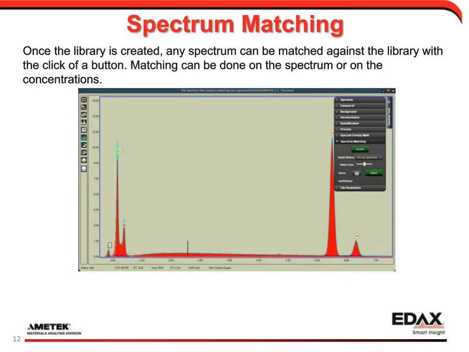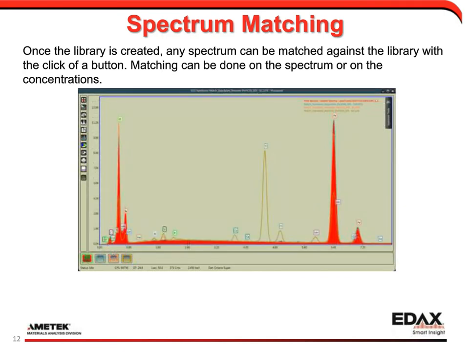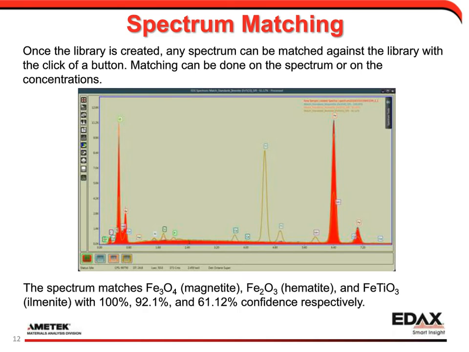So if I click my match button, what I get is the 3 best matching spectra found in my library corresponding to my unknown spectrum. And in this case, it shows up with a match for magnetite, hematite, and ilmenite. 100% match for magnetite, 92.1 for hematite, and 61.12 confidence for the ilmenite. So just by the click of a button, I can see what's the compound that corresponds to the spectrum.